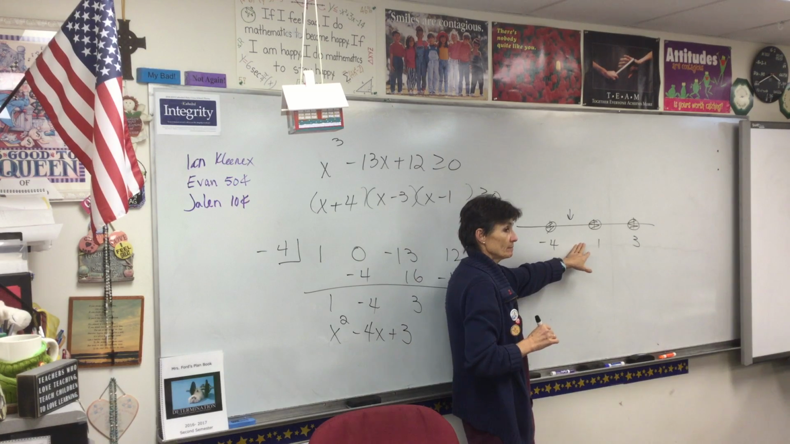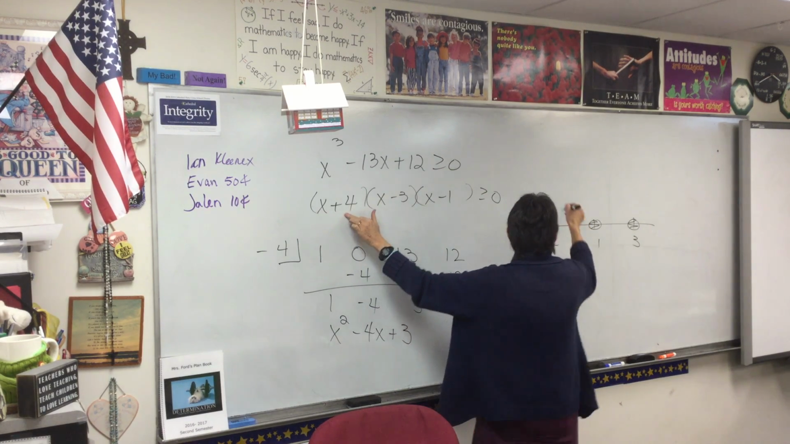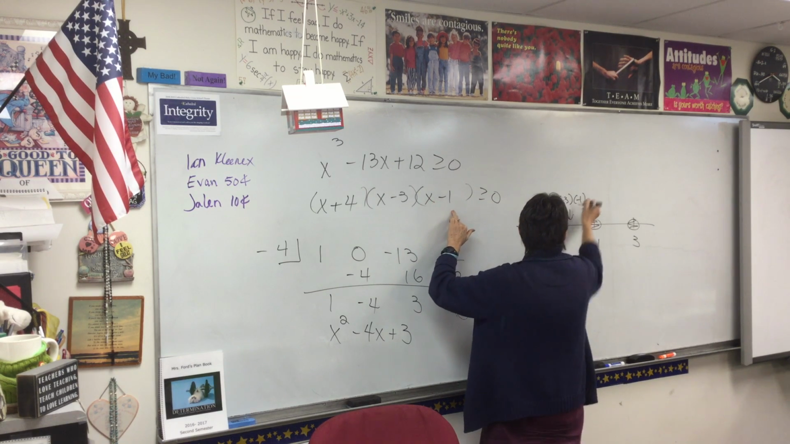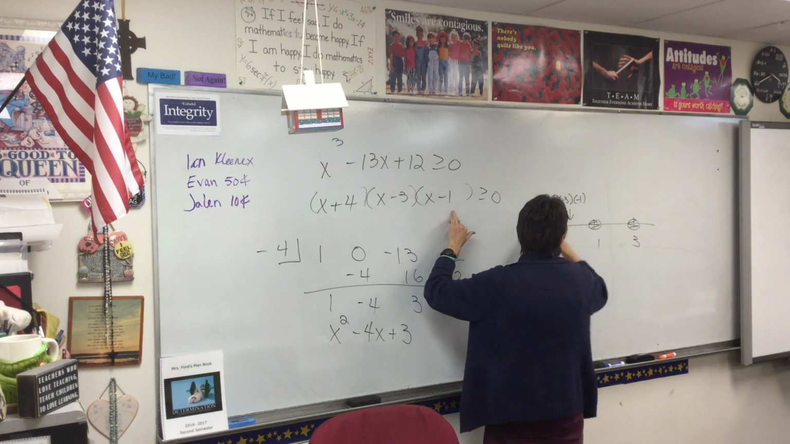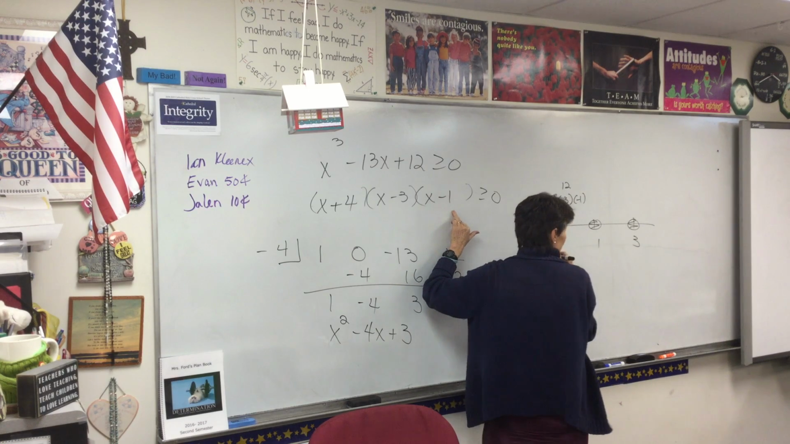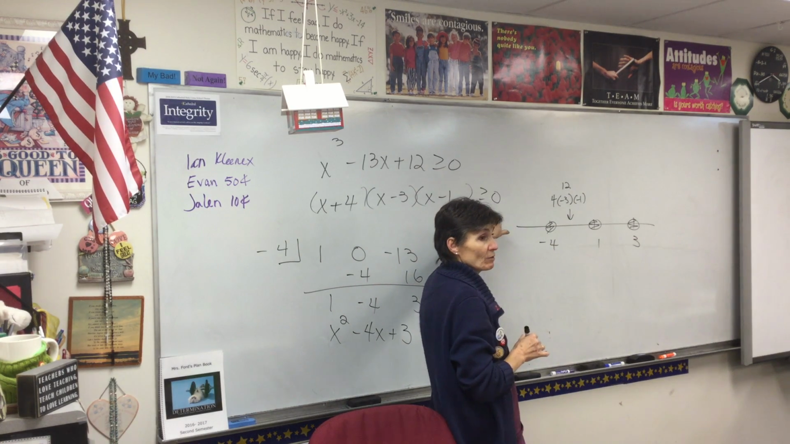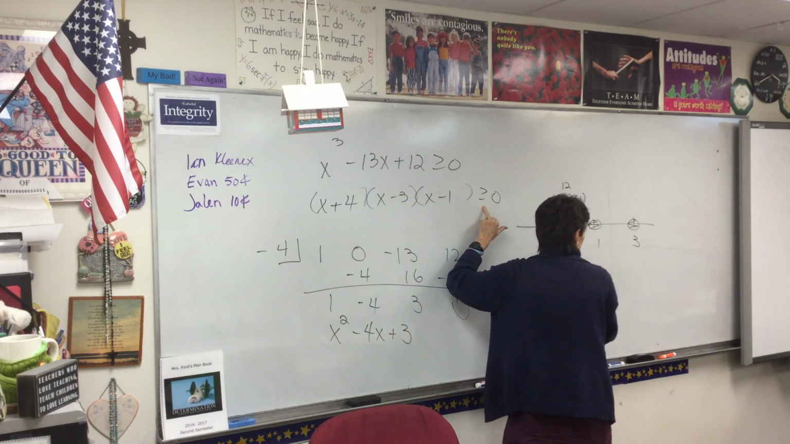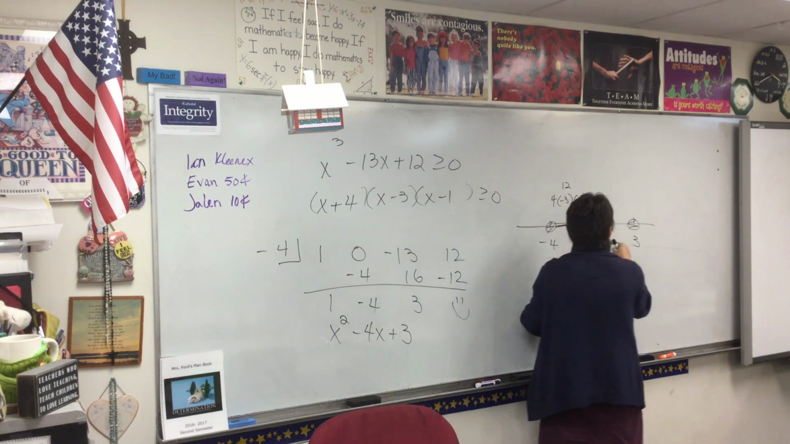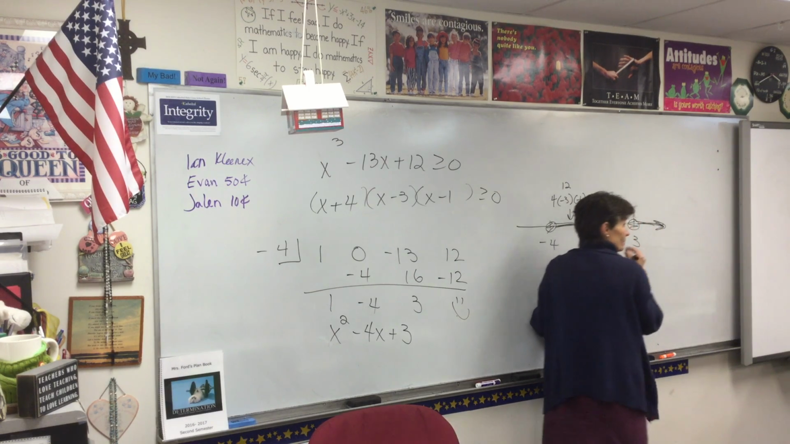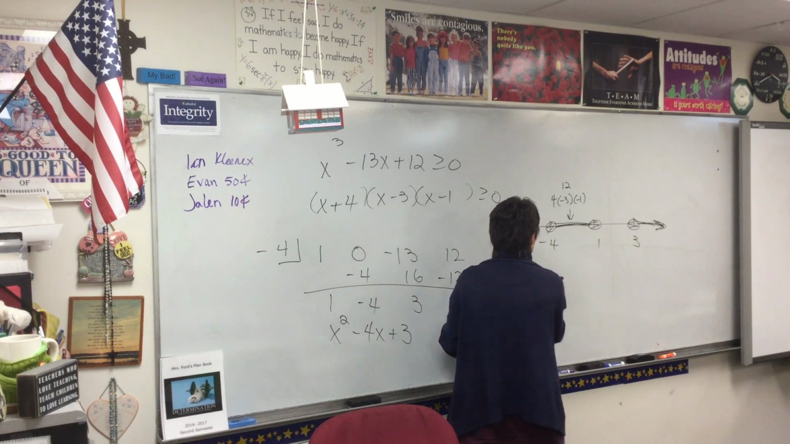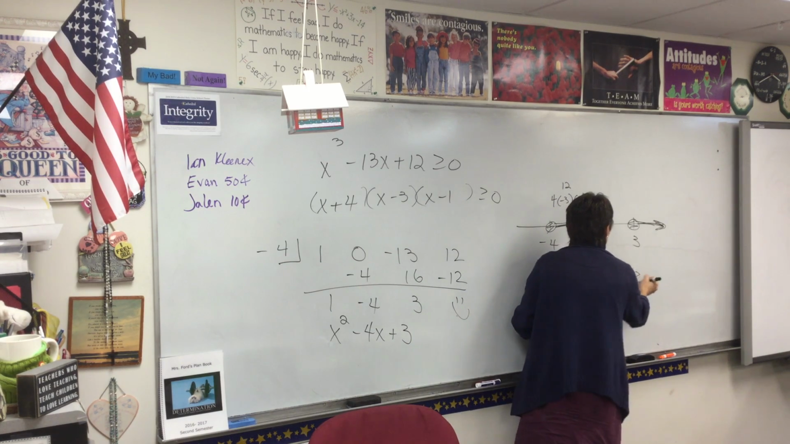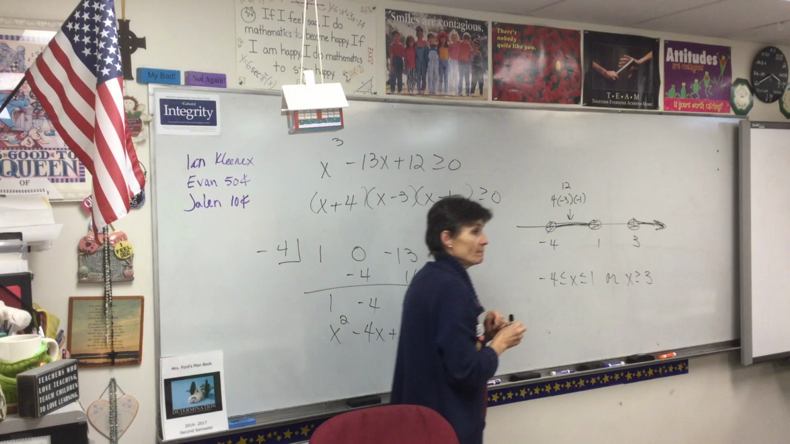0 would give me 4 times negative 3 times negative 1. All times together is 12. Is 12 bigger than 0? Yes. So that gets shaded. That doesn't, but this does. Yep. So my answer is everything between negative 4 and 1, or everything greater than 3.